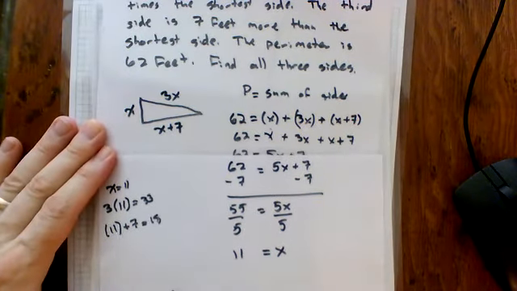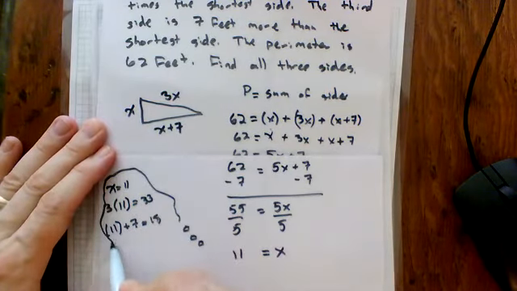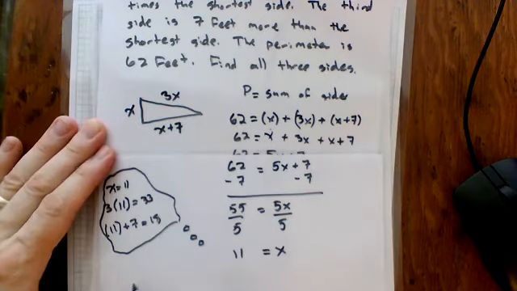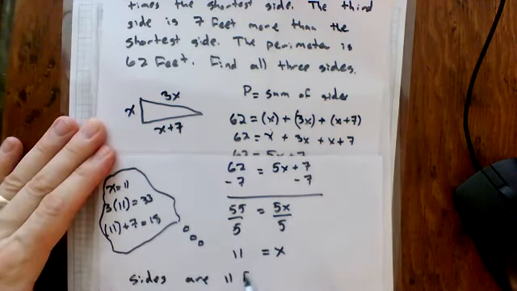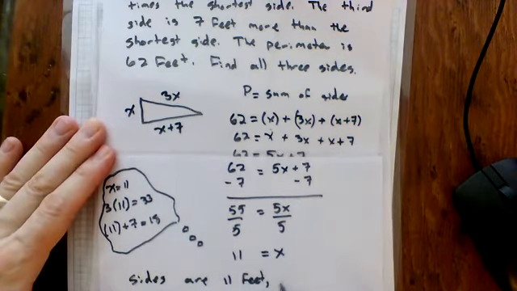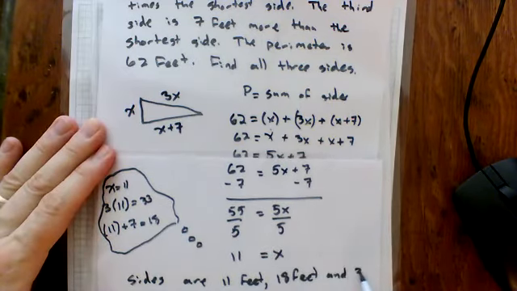So my sides, I'll do this as a thought bubble as to where our answers are coming from, are 11 feet, 18 feet, and 33 feet.